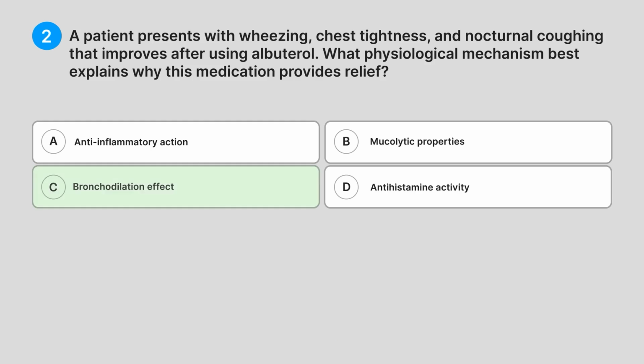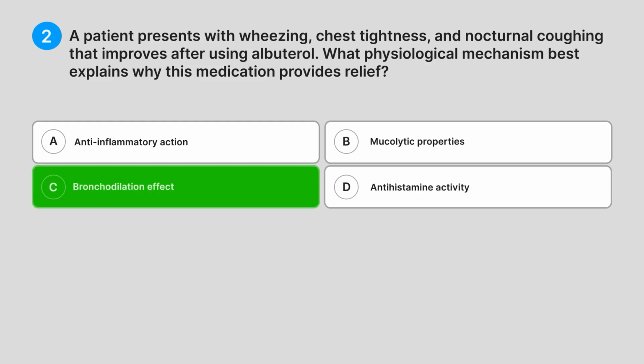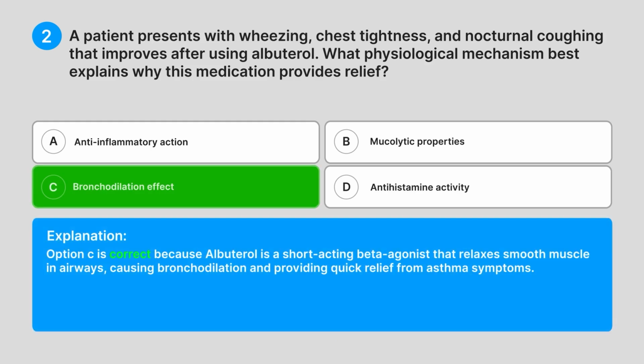Correct answer, C. Bronchodilation effect. Explanation. Option C is correct because albuterol is a short-acting beta agonist that relaxes smooth muscle in airways, causing bronchodilation and providing quick relief from asthma symptoms.